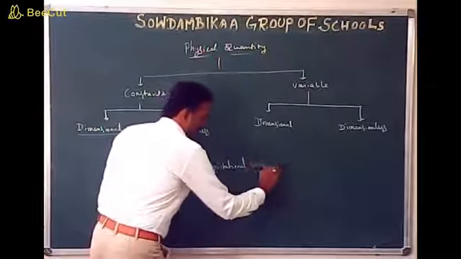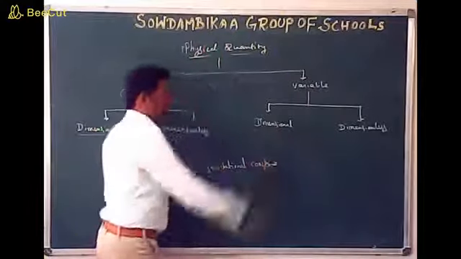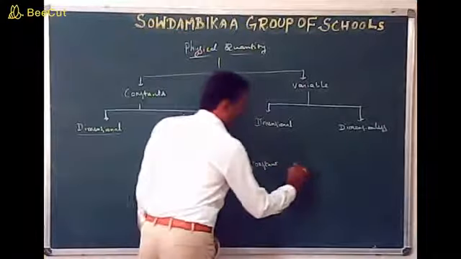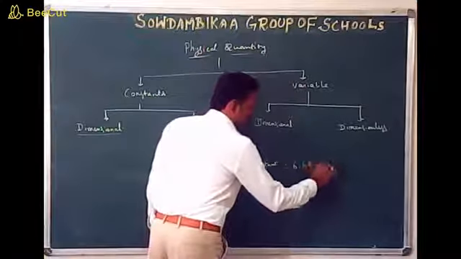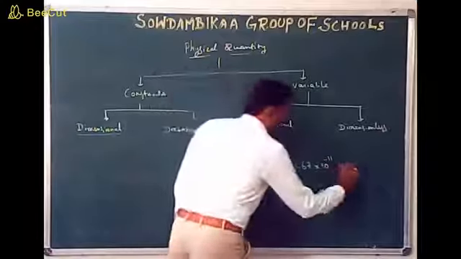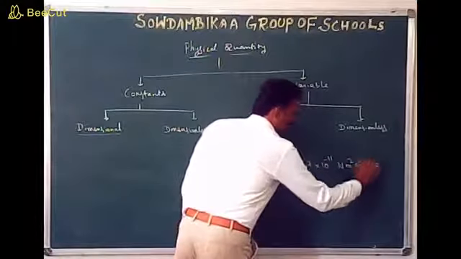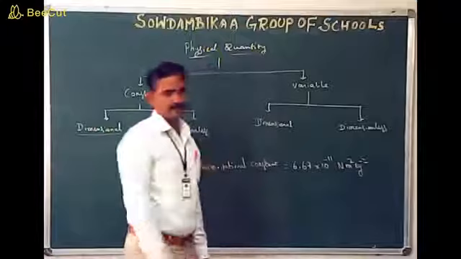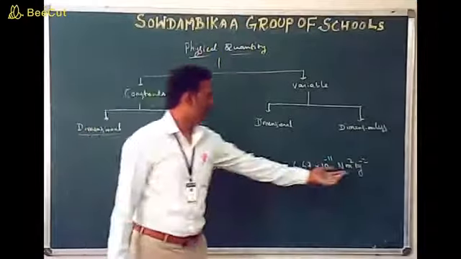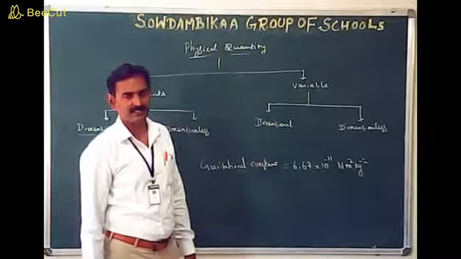Gravitational constant. The value of the gravitational constant is 6.67 into 10 power minus 11. Newton meter square kilogram power minus 2, that is the unit. How do we find the unit for the gravitational constant?